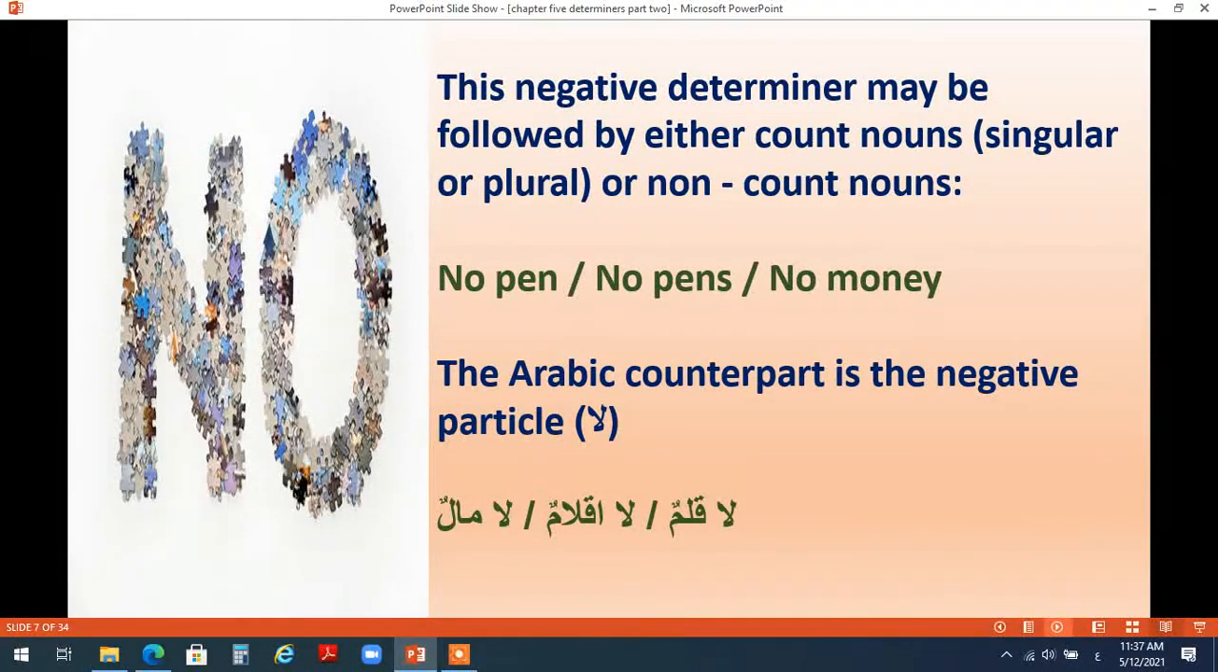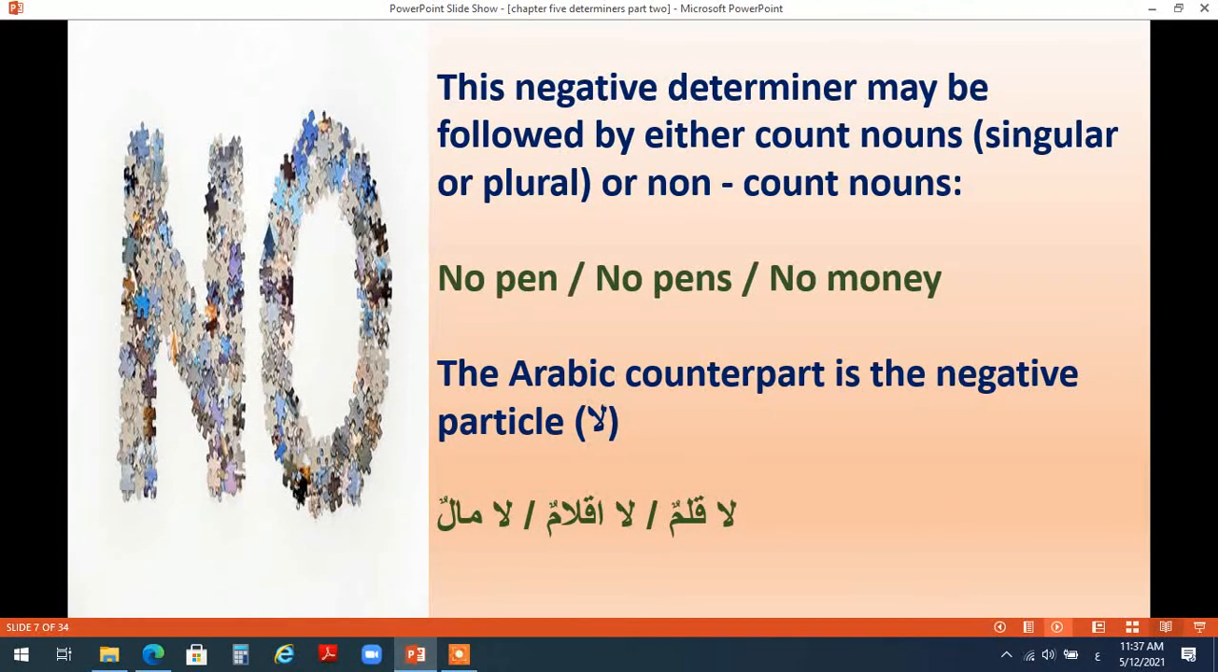The other quantifier is the word no. This negative determiner may be followed by either count nouns, singular or plural, or non-count nouns. إذن الquantifier no ممكن أن يأتي بعده اسم معدود مفرد، أو اسم معدود جمع، أو حتى اسم غير معدود. ممكن أن نقول no pen اسم معدود مفرد، no pens اسم معدود في حالة الجمع، وممكن أن نقول no money اللي هو اسم غير معدود.